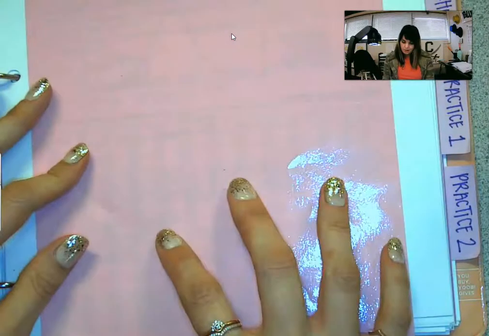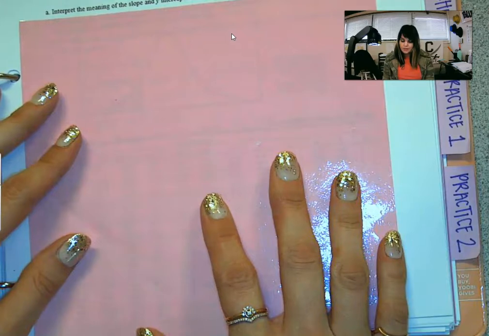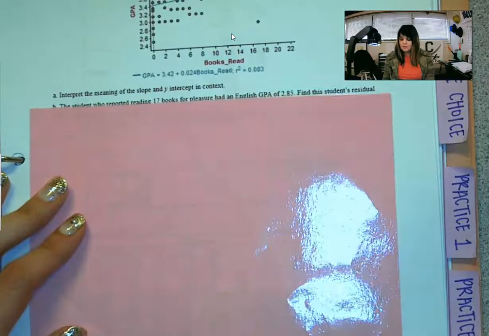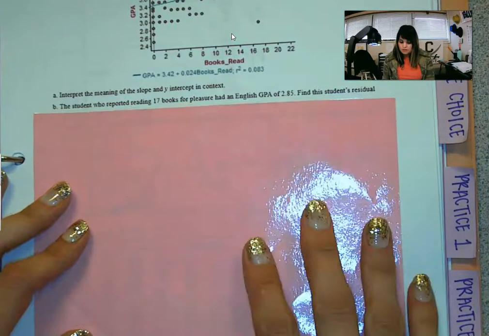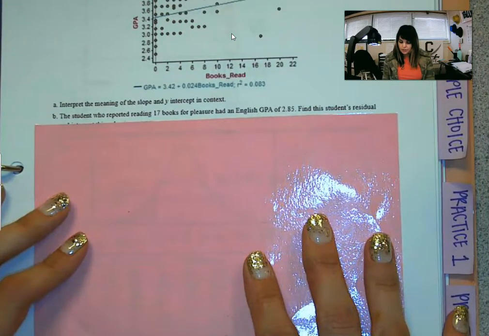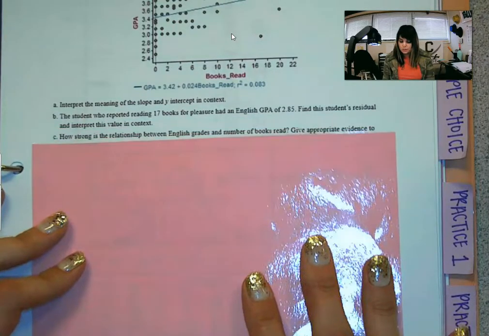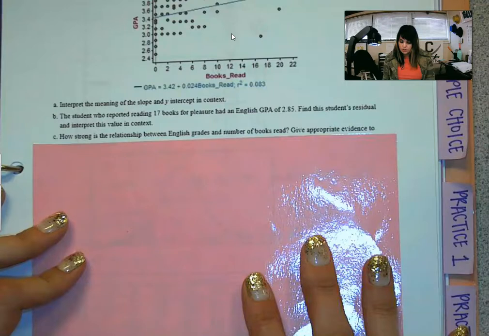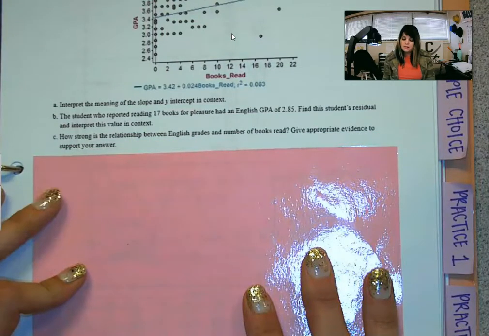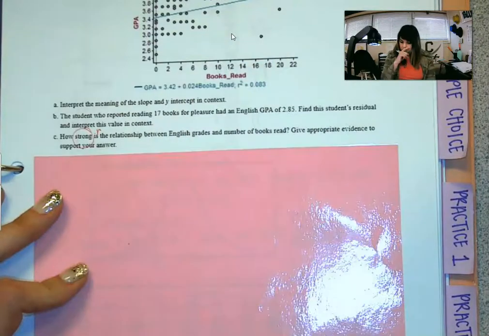Okay, page 17, another scatter plot problem. Interpret the meaning of the slope and y-intercept. So you have a page on that in the scatter plots unit. The student that reported reading 17 books for pleasure had a low GPA. Find the student's residual and interpret it. How strong is the relationship between English grades and number of books? Give appropriate evidence. Whenever they ask about strength, you want to find R.